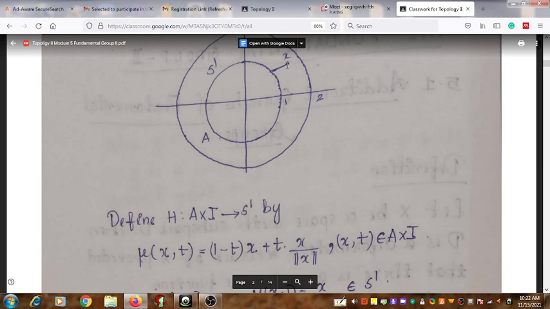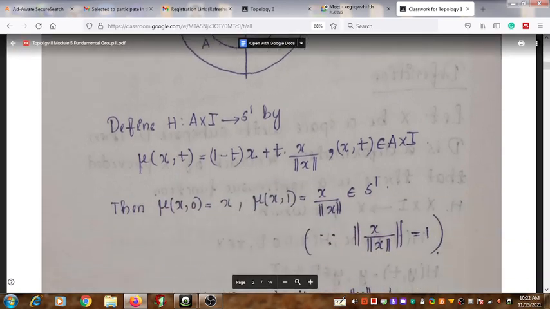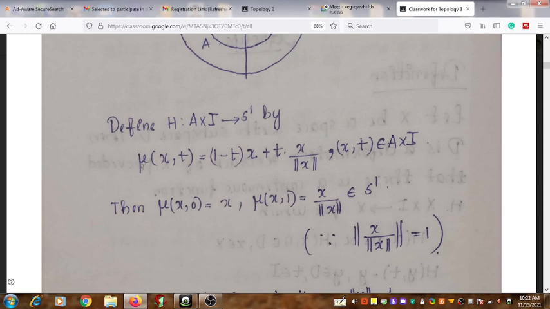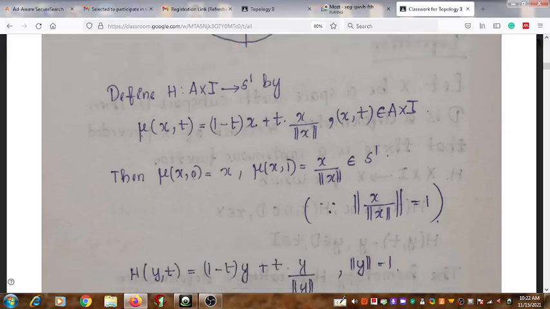That is the distance of that point from the origin. So once again, let's go through that expression, that function mu of (x, t) equal to (1 minus t) into x plus t into x by norm of x, where (x, t) is an element of A cross I. That means x belongs to the first space and t belongs to the second space, and that is the closed interval [0, 1].